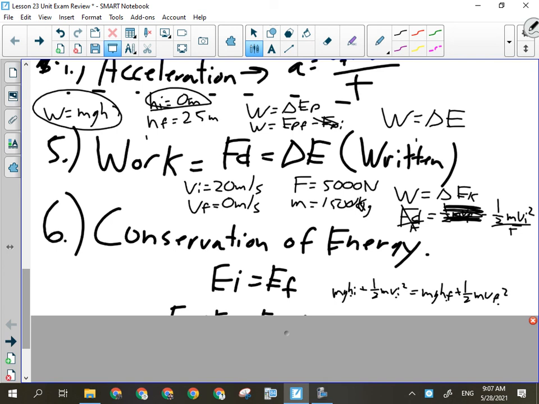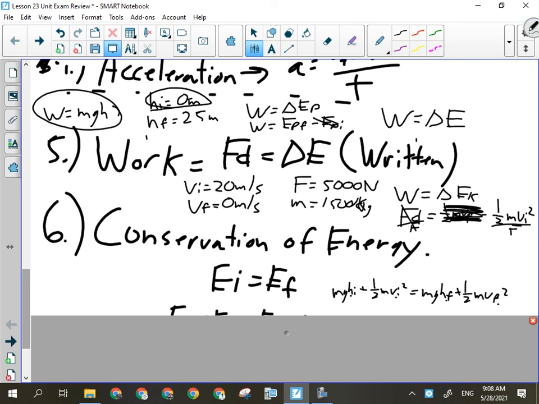What I find happens to a lot of people on the unit exam with these two types of questions is they get them confused. They try and solve the work energy theorem questions as a conservation of energy question and vice versa. How do we tell the difference between a work energy theorem question and a conservation of energy question? Garrett? Work energy theorem questions usually have force in it, and conservation of energy gives you an initial velocity, initial height, usually either a final height or a final velocity.